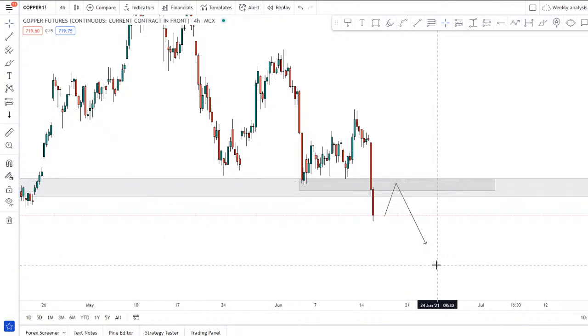But yeah, I'll probably wait for a daily close to confirm that break, just in case we see the next 4H candle come up and catch you on the wrong side. That is probably what I'm more leaning towards for this market. So I hope that analysis helped.